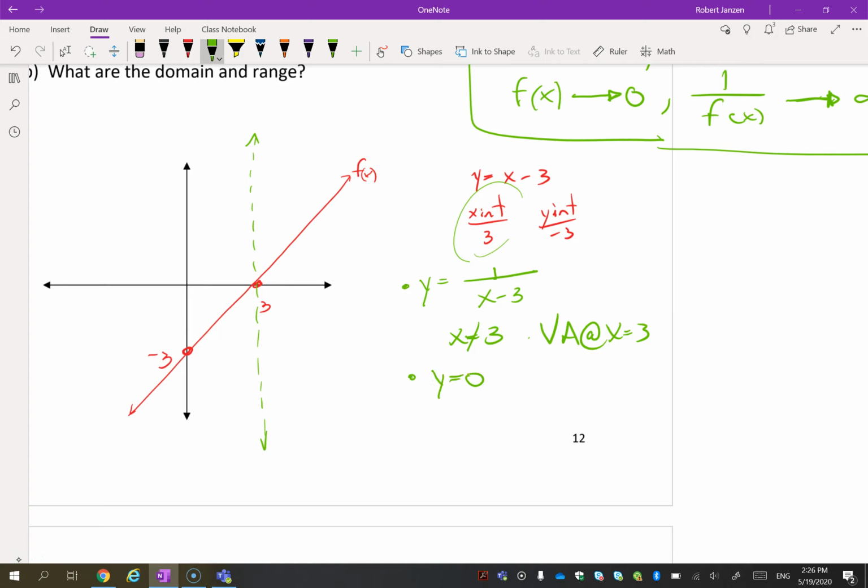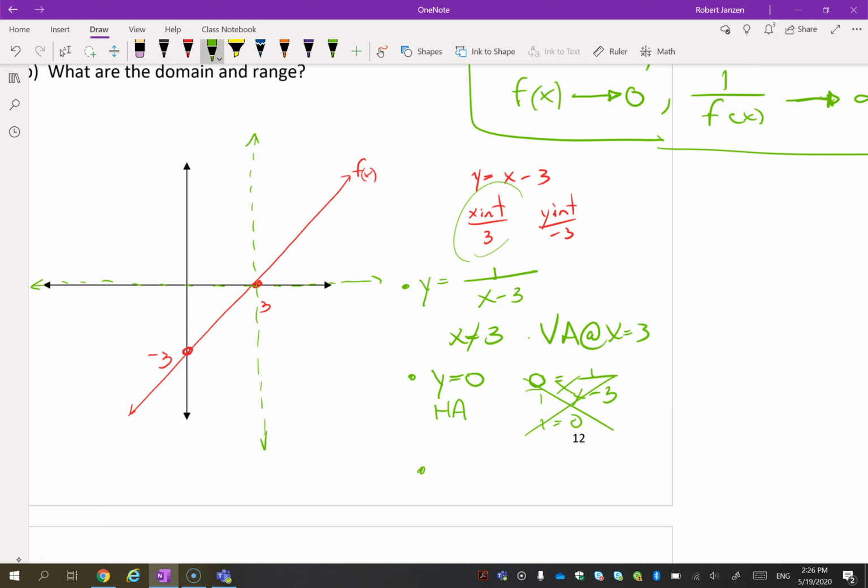Step 2 is there is a horizontal asymptote at y equals 0. Again, if you don't believe me, let's see if we can have y equals 0. Well, if you cross multiply, again, you get 1 equals 0. This is not possible. So there is a horizontal asymptote at y equals 0.